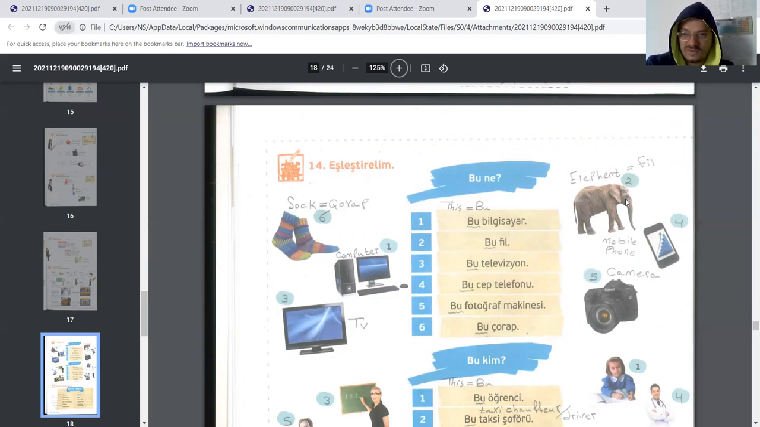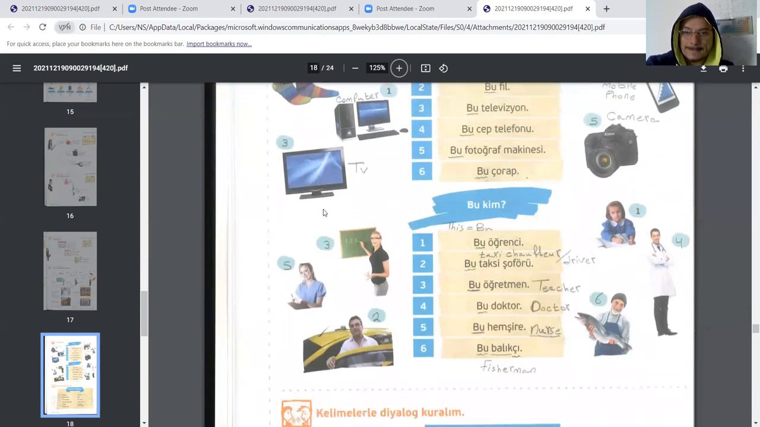Bilgisayar, computer. Fil, elephant. Televizyon, TV. Cep telefonu, smartphone. Fotoğraf makinesi, camera. Çorap, sock. Öğrenci, where is the öğrenci here? Bu öğrenci, this student. Bu taksi şoförü, this taxi driver. Here the difference is we used bu at all of these points. This student, this driver, bu öğretmen, this teacher, this doctor, hemşire, that means nurse, bu hemşire, this nurse, bu balıkçı, this fisherman.